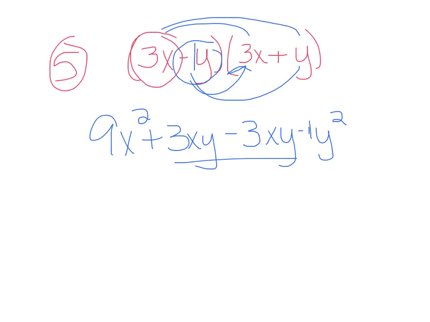And again, your middle two terms are alike. So we have 9x squared. Now 3xy minus 3xy, that cancels, and we're left with negative 1y squared.